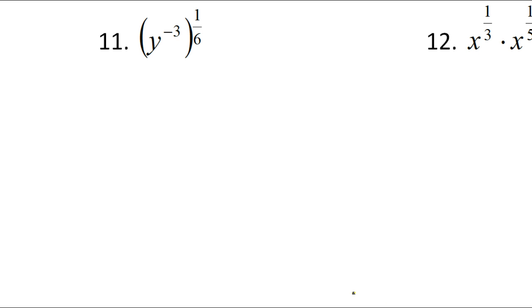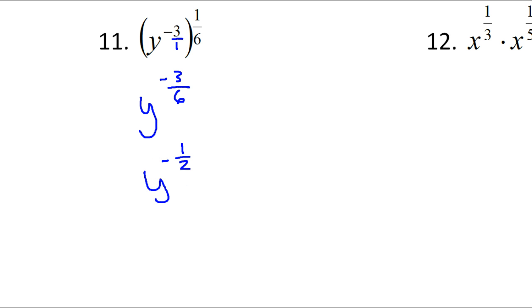All right. Now, number 11. Now I see that negative power, so I might wind up dropping that down later. But I will do that later. For now, I have a power to a power. I am simply going to multiply. So remember, this is like -3/1. So when you multiply these, you just multiply numerator times numerator, denominator times denominator. So this will be y to the -3/6 power. 3/6 is 1/2, so this will be y to the -1/2 power.